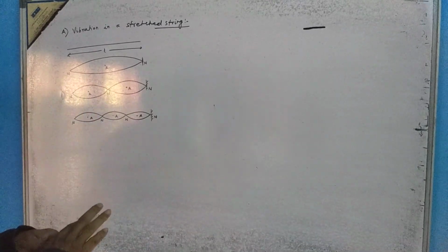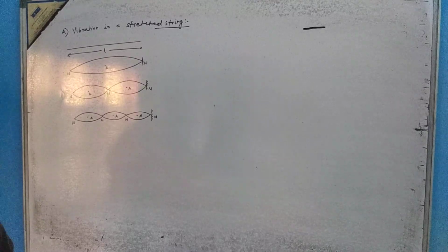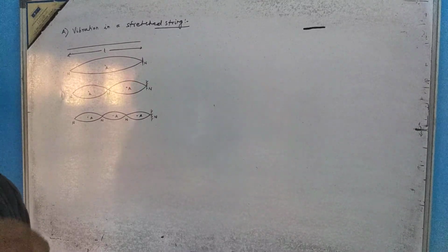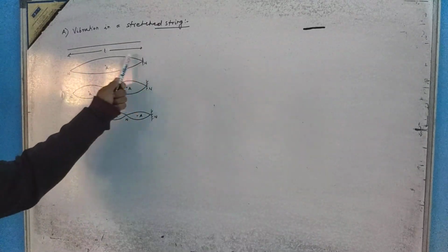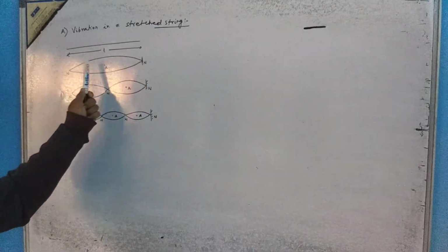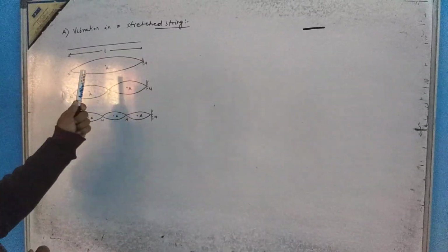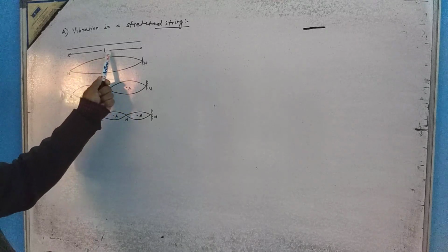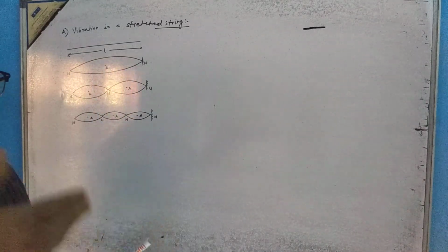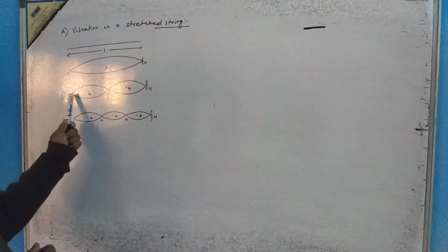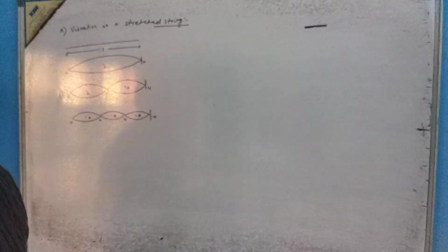And what happens? If the string is plucked in the middle and released, it starts vibrating, forming one loop like this. Why is this loop formed? Because a stationary wave is formed. This is the positive direction, this is the negative direction. Other modes are also there. It may vibrate, forming 2 loops, 3 loops, and so on.